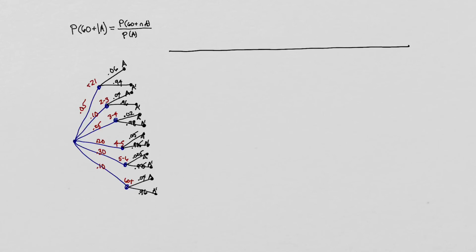On the numerator, 60 plus and A is right here and right here, so this is going to be the 0.10 times the 0.04. Now in the denominator, we're trying to get the probability of A. What's the probability of an accident? How can we get an accident? Well, look at where all the A's are. There's an A here, here, here, here, here, and here. In each one of those age ranges, there's a possibility of an accident.